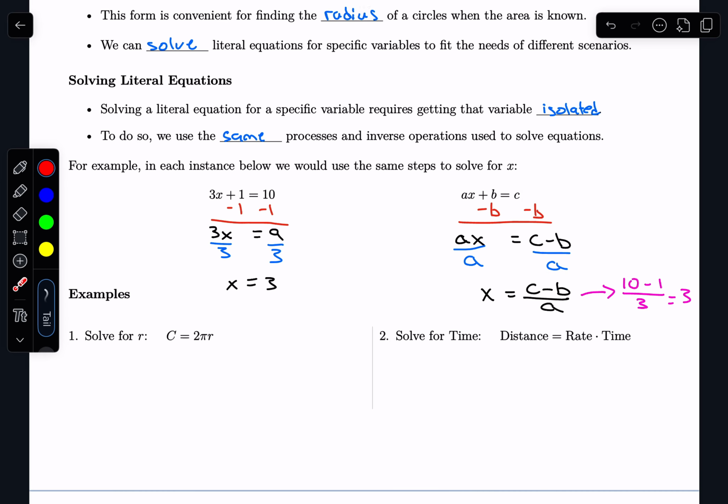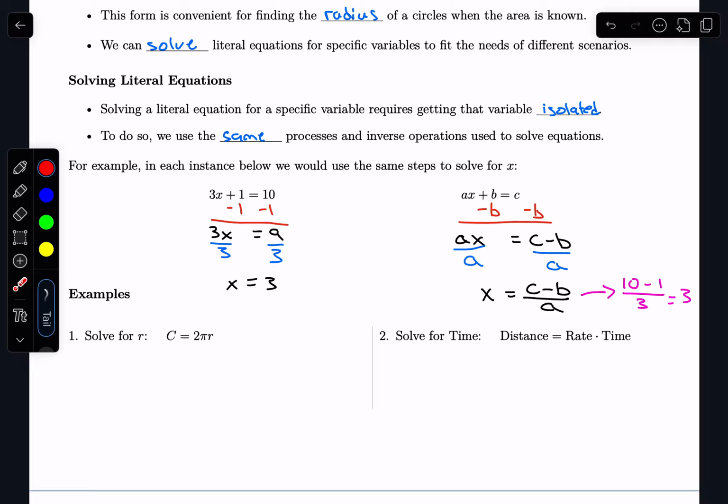All I have to do to get to every single answer now for anything that looks like ax plus b equals c is plug in a, b, and c to this c minus b over a formula, and it will give me x right away. I don't have to redo any of those solving steps.